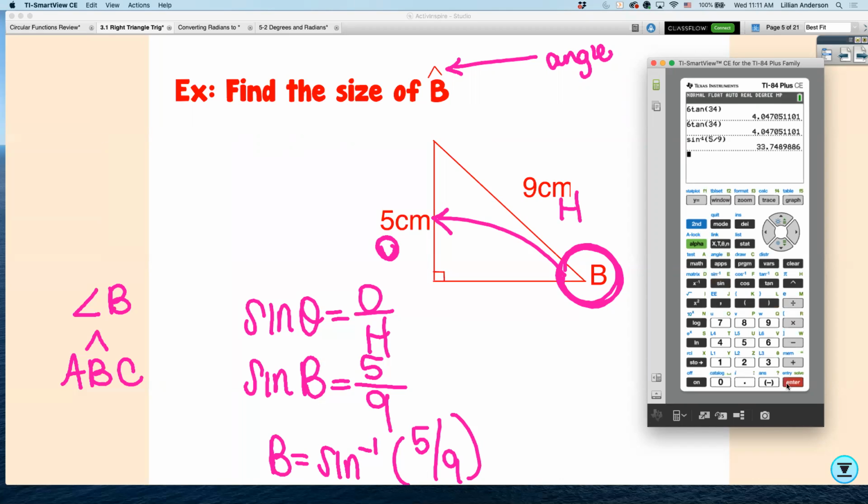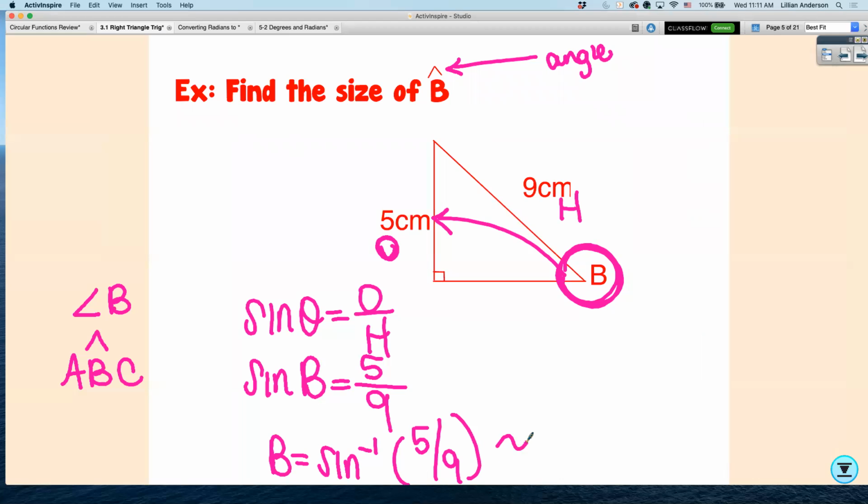You guys get 33.7? Perfect. And your answer should make sense. Remember, B and whatever this angle was up here, they're acute angles. Acute means they need to be what? Smaller than 90. So if you get a number that's like 125, I don't know what you typed in, but that's not correct. If it's negative, it's also not correct. If you got a negative value, you could potentially be in the wrong mode, because radian does sometimes produce a negative angle, so you want to make sure you're in the right mode.